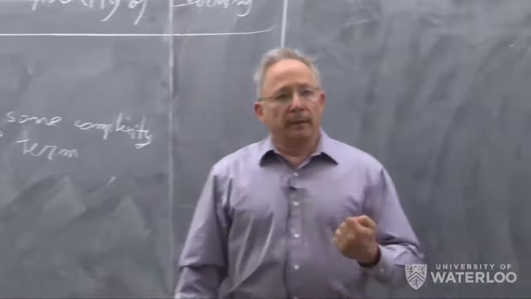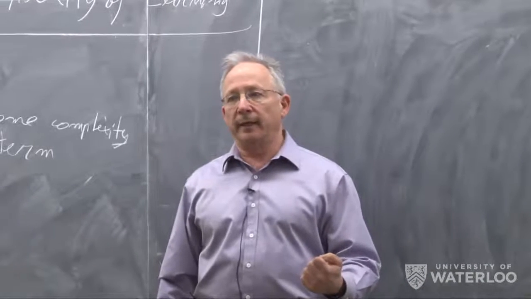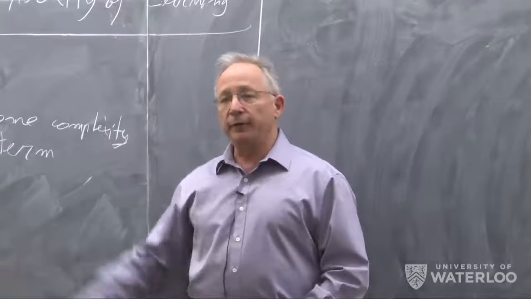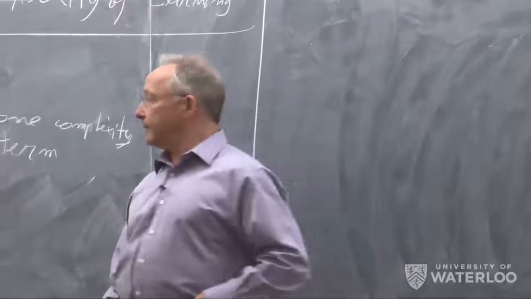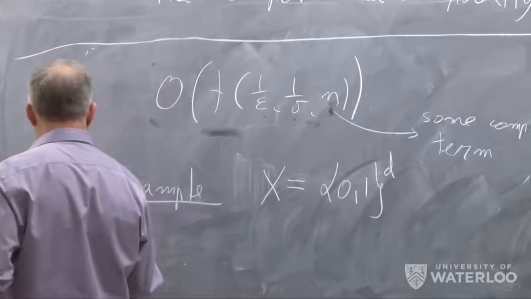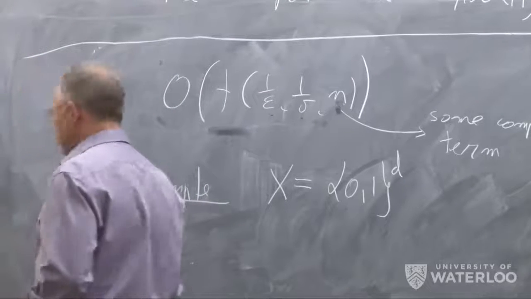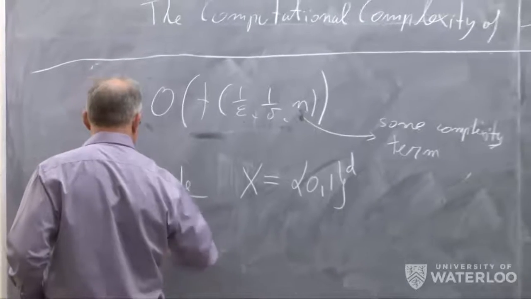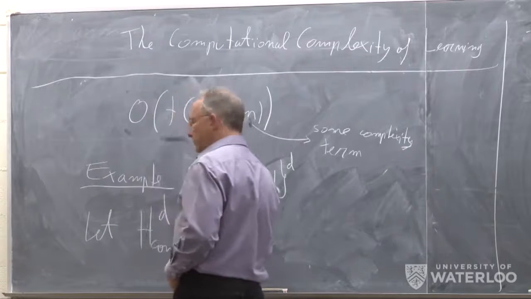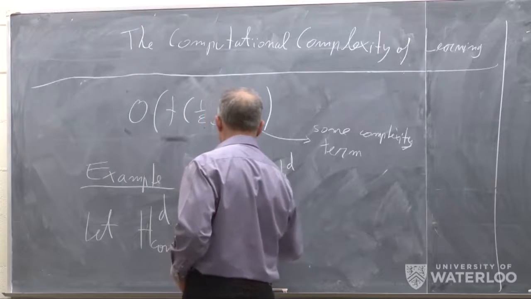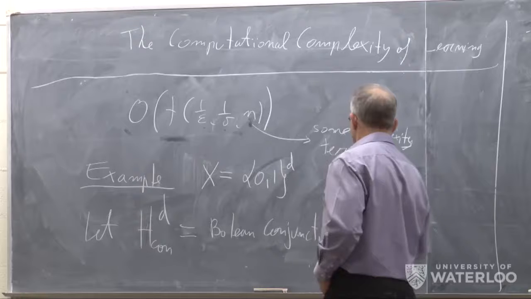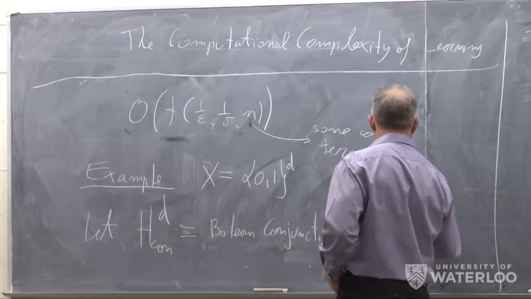Now, rectangles may be a very natural class over the Euclidean space. Over the Boolean cube, one of the most natural classes, so now I have to tell you which class I want to learn, is the class of conjunctions. So let H con D be the class of Boolean conjunctions over 0, 1 to the D.